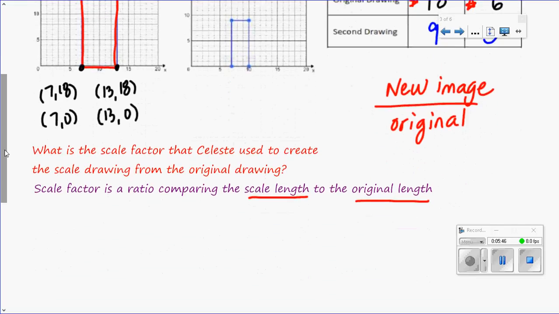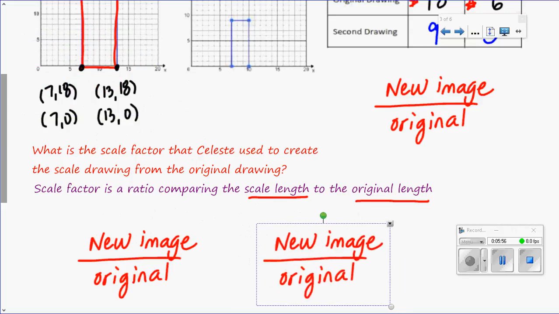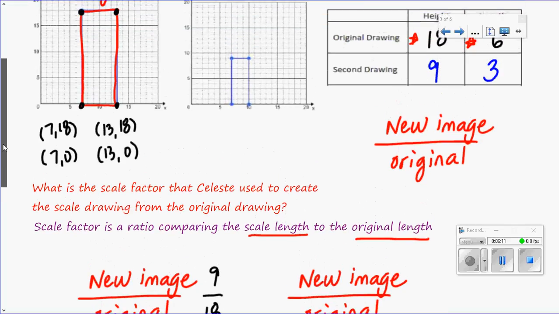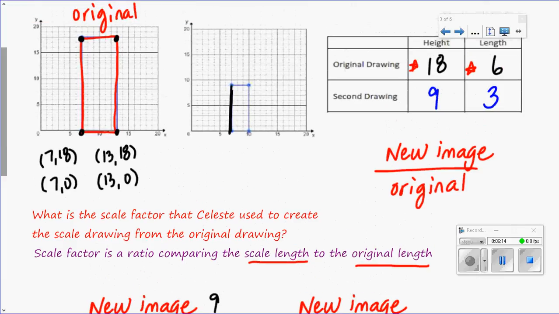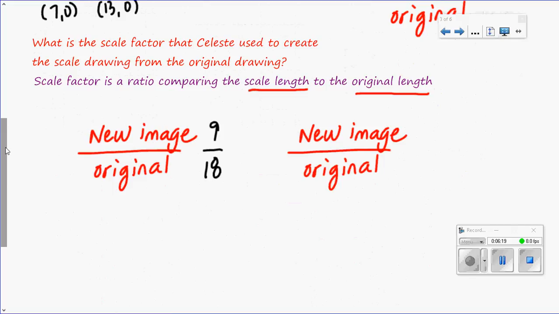So for both fractions, I want you to use this new versus original. In fact, I'm going to copy it down here for you, and we're also going to put another one here. So new versus original. I want you to do it with both numbers. Okay, the new one was 9 in height, and the original was 18 in height. So remember the new one was 9 and the original was 18, so 9 over 18. If you didn't get that one right, now try and fix your second one and see if you can get that one right.